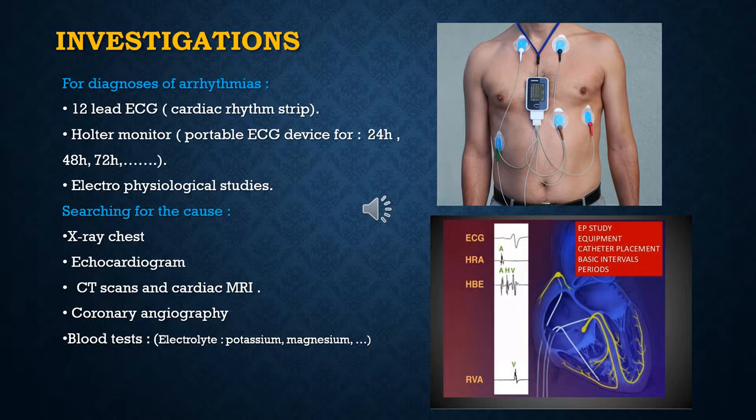These are the investigations for diagnosis of the cause: 12-lead ECG, cardiac rhythm strip, Holter monitor, and electrophysiological studies. Second, investigations for searching for the cause. What shall I do for this patient? Of course, X-ray, echocardiography, CT, and cardiac MRI to detect any structural heart disease. I can do coronary angiography to detect any ischemic heart disease. Blood tests are also important, like electrolytes, potassium, magnesium, and so on. These are the common investigations done for patients who are suspected to have ventricular tachycardia.